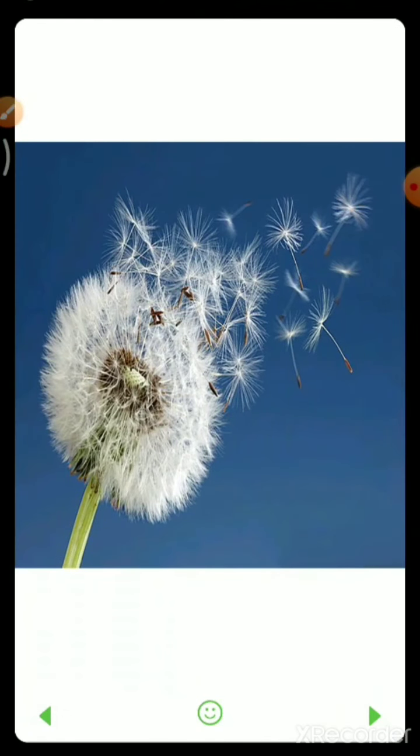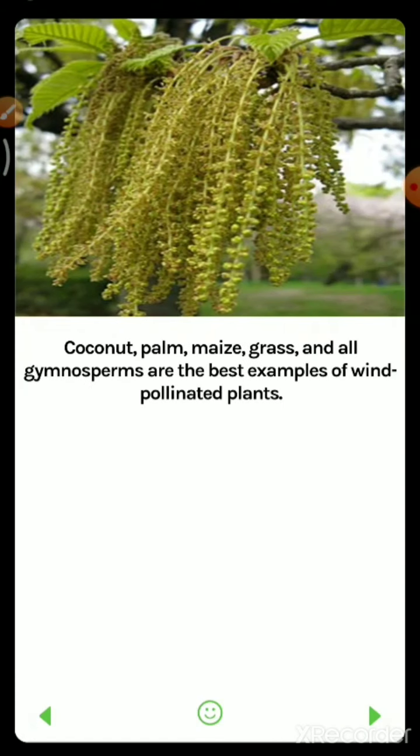Then you can see this picture, how the pollen grains are blowing in the air. Okay, like this way the pollination occurs. Coconut, palm, maize, grass, and all gymnosperms are the best examples of wind pollinated plants. So you have to remember that coconut, palm, maize, grass, and gymnosperms are examples of your wind pollination. Okay.